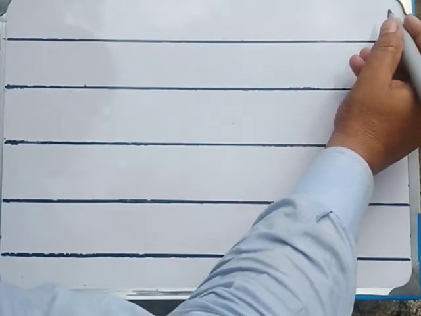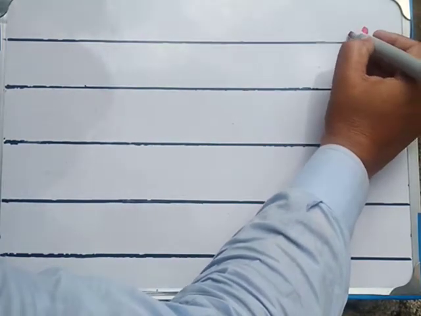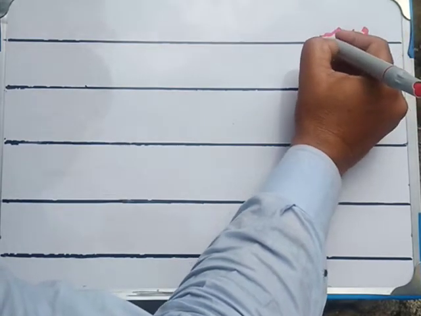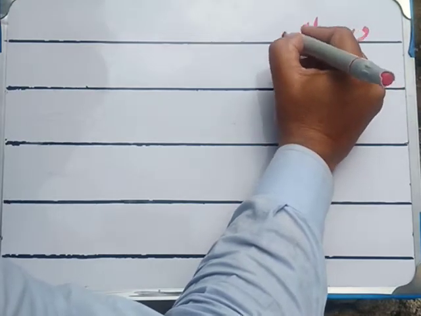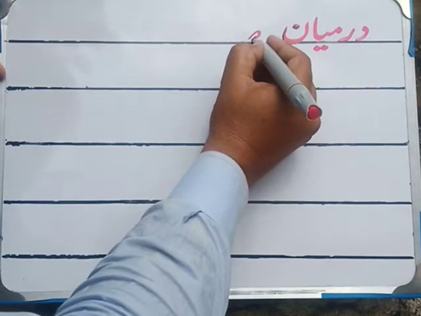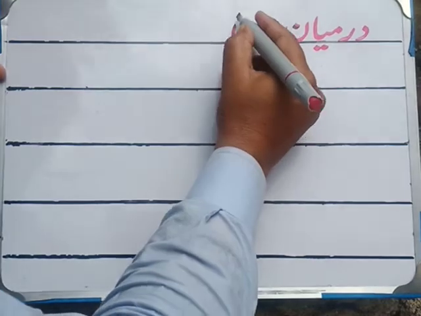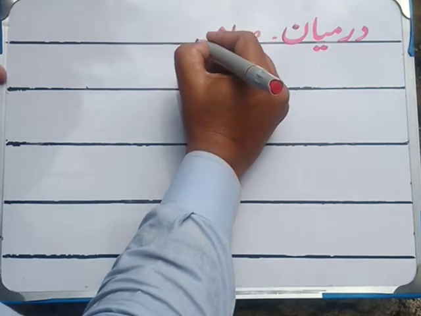So, I am going to start. First word is... this word is called in Urdu darmiyan. It's mean between. Next word we are going to write is saf. It's mean clean.